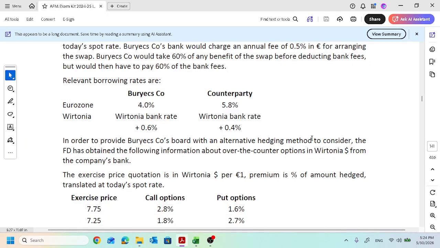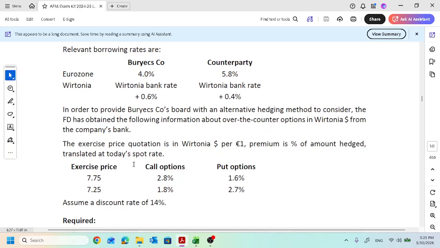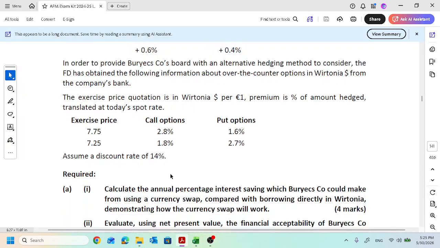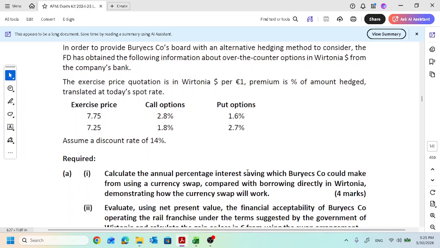In order to provide B company's board with an alternative hedging method to consider, the FD, Finance Director, has obtained the following information about over-the-counter options in Virtonia from the bank. Exercise price quotation is in Virtonia dollar per euro. Premium is percentage of amount hedged, translated at today's spot rate. When I do calculations, I will explain all that. They have given you two options here. 7.75 exercise price, 7.25 exercise price, call option, put option. We have to decide. We will see at that point. Assume discount rate of 14%.